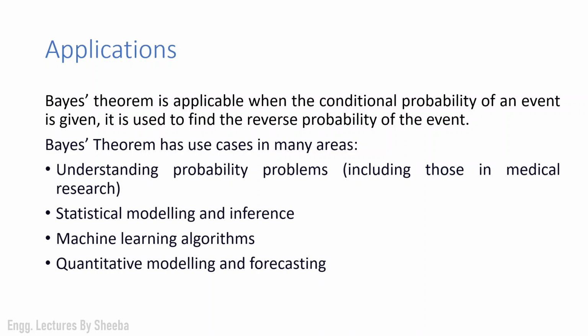This can be used for understanding probability problems in the medical field, or for statistical modeling and inference. Most commonly it is used in machine learning algorithms, in classification problems. You might have seen the Bayes classifier. Then we can use it for quantitative modeling and forecasting. So several applications are there. You can easily find the conditional probability, given an event has occurred, using Bayes theorem.